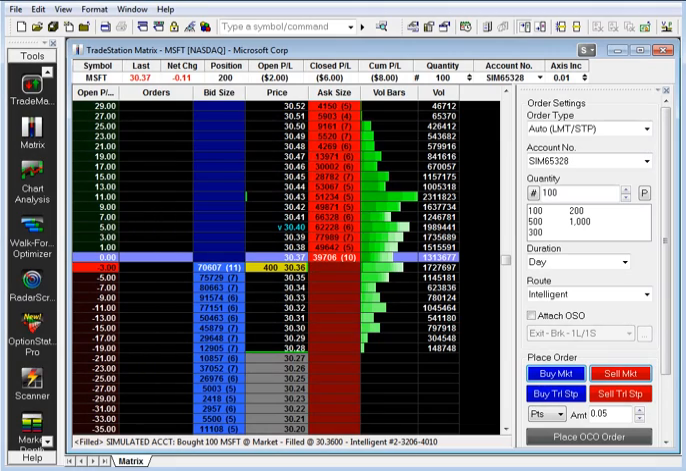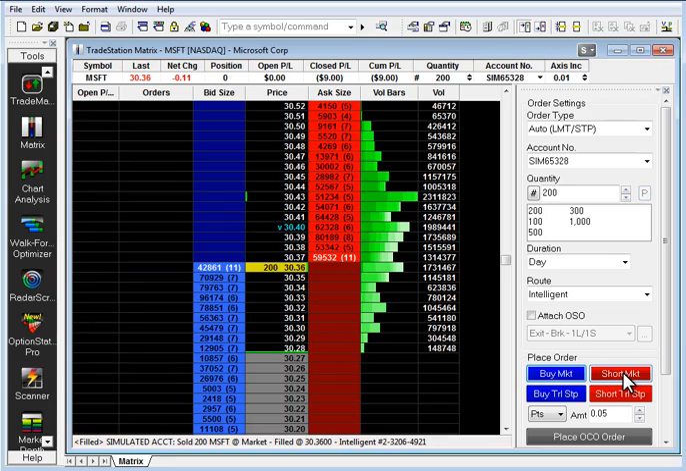Let's close this position with a market order. I will click the P or Position button to automatically fill the quantity field with my actual position size. Clicking the Sell Market button will immediately place an order to sell my position at market. Order filled.